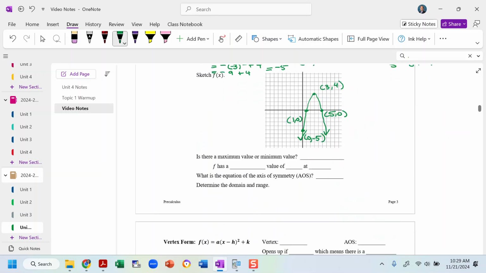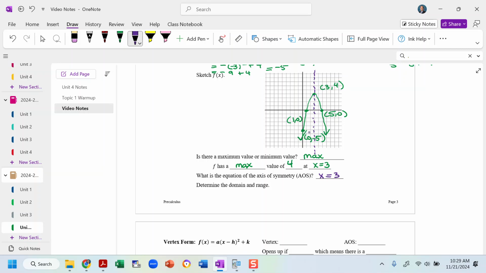Now it says, is there a maximum or minimum value? Here, there's a maximum value. The maximum value is 4. It's the y coordinate of the vertex, and it occurs at x equals 3. The equation for the axis of symmetry, well, if you draw a vertical line down the center of the vertex, it divides it into 2 equal parts. So the axis of symmetry is x equals 3.